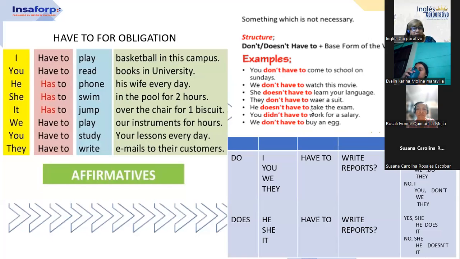Yesterday we had some practice and I noticed that you did it very well. But I am explaining again because I need that this is excellent. In the yes/no question, first you begin with the auxiliary do or does, according to the subject. You use do with I, you, we, and they, and you use does with he, she, and it. You say, do I have to write reports? Do you have to write reports? Do we have to write reports? Do they have to write reports? Does he have to write reports? Does she have to write reports? Does it have to write reports?